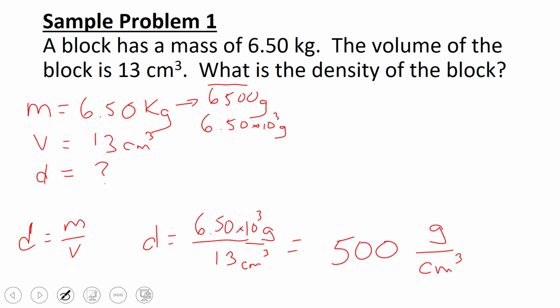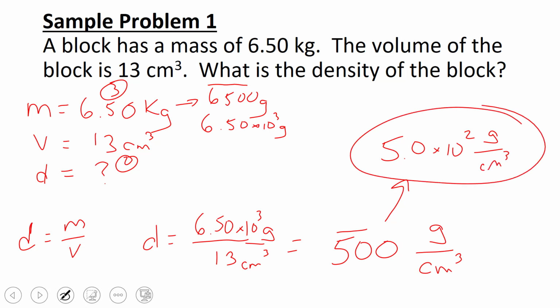Again, something I'm coaching at this point in the year is that your reflex at the very end should be to look at sig figs. Remember, we had 3 sig figs with our original value for mass and only 2 sig figs for our original value for volume. That means I only want the least amount, which is 2. So I want to make sure that this answer is completely understood to be 500 grams per cubic centimeter with 2 sig figs. So I'm going to rewrite it in scientific notation, and that's going to be my answer.